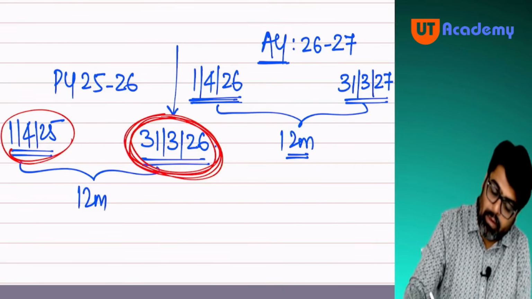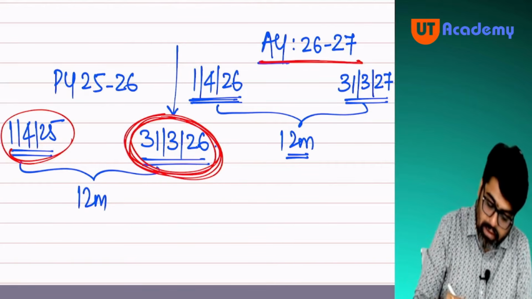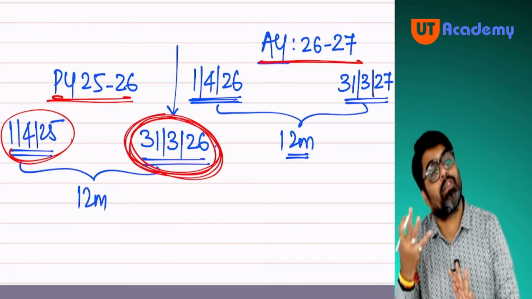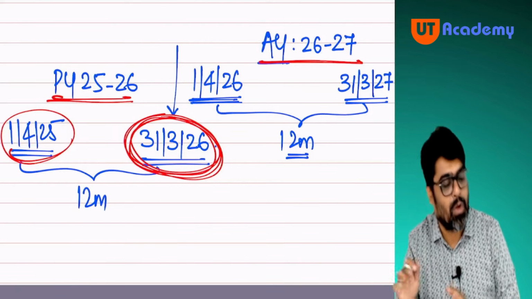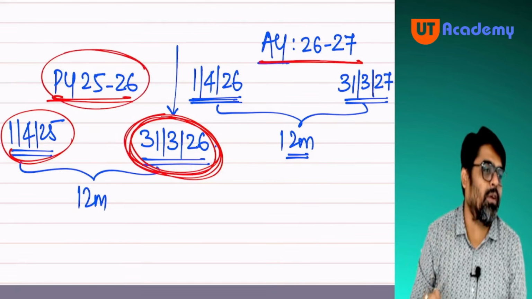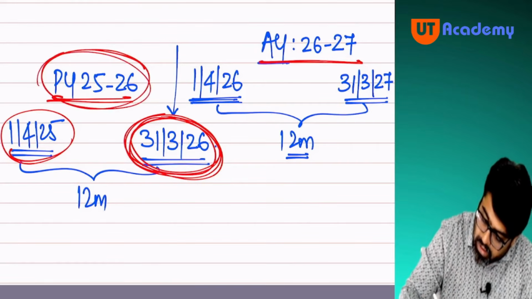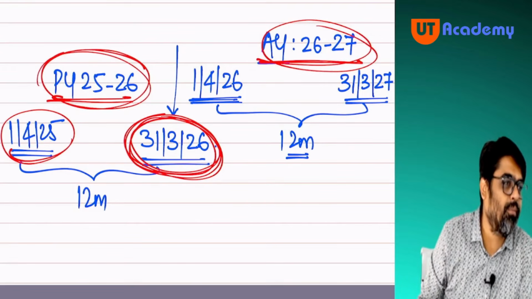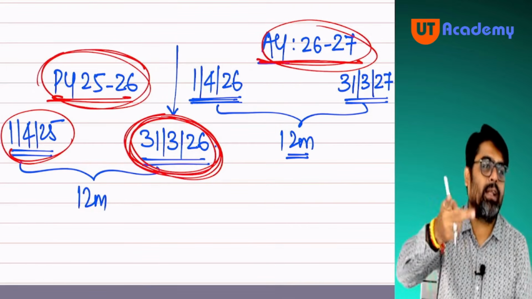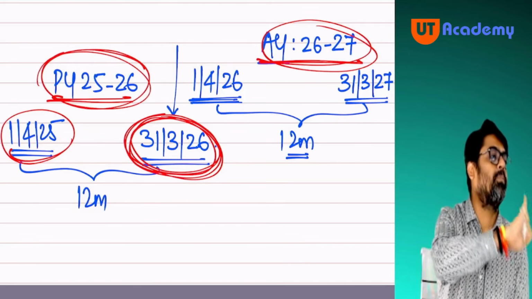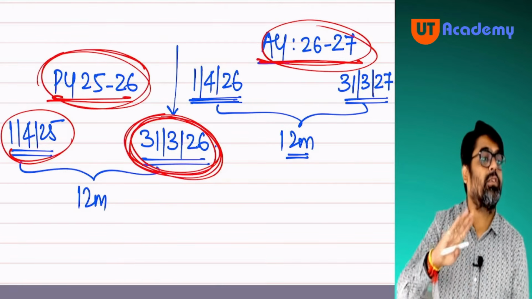So tell me, did you understand assessment year? Did you understand previous year? So whenever I talk about assessment year, we are basically talking about this previous year only. Whenever I am saying previous year, I am talking about the assessment year only. Getting my point? They are used interchangeably. So for assessment year 26-27, the relevant previous year is 25-26.